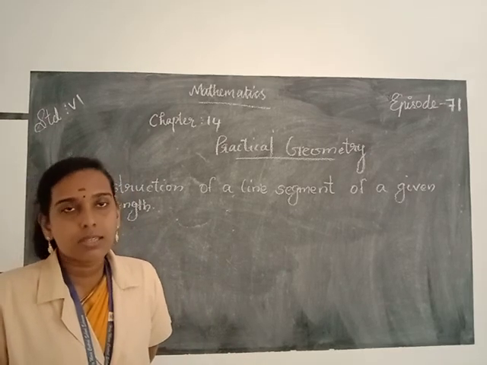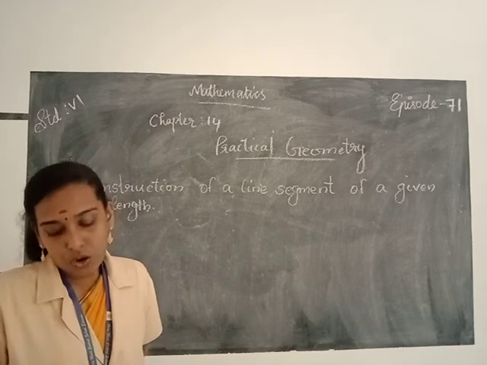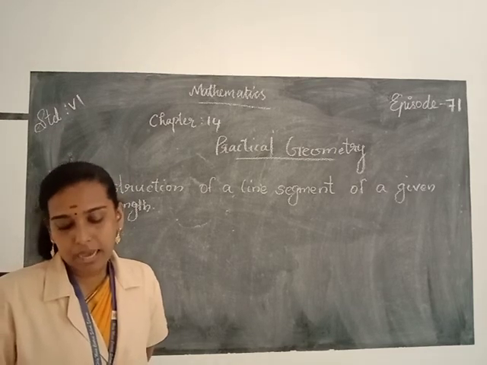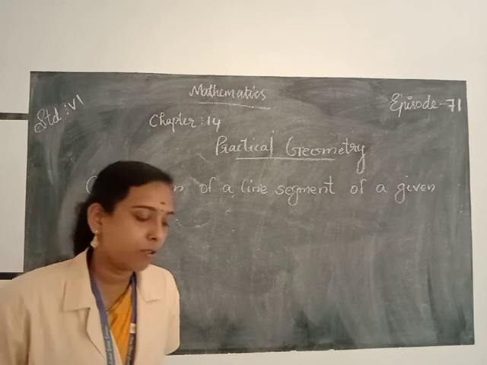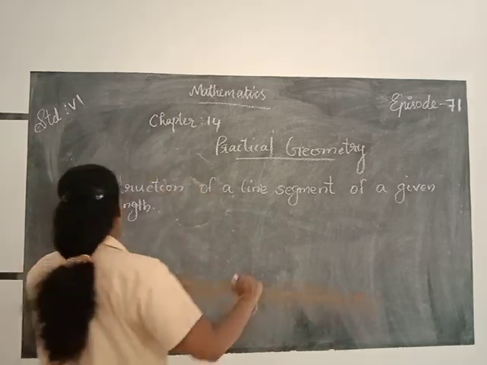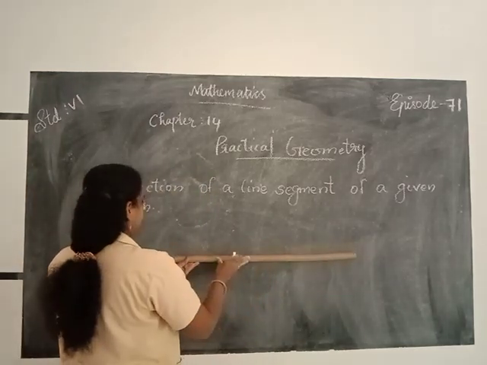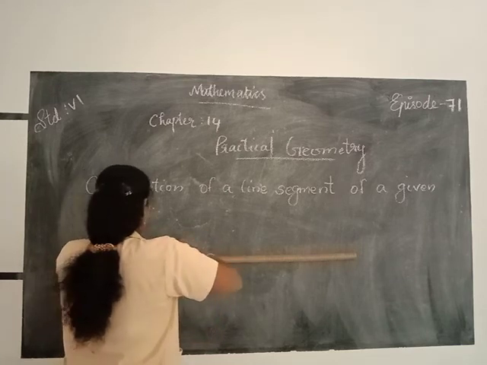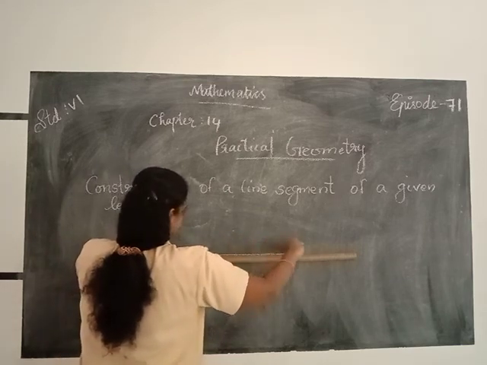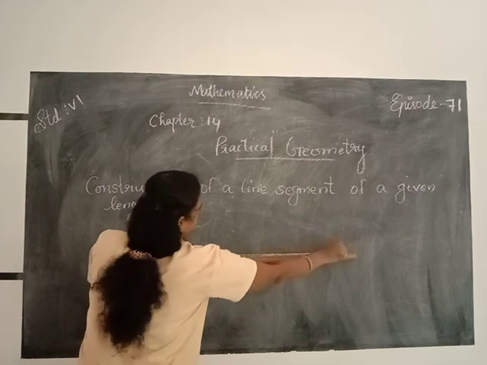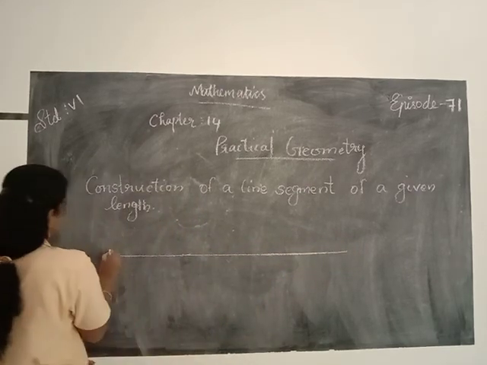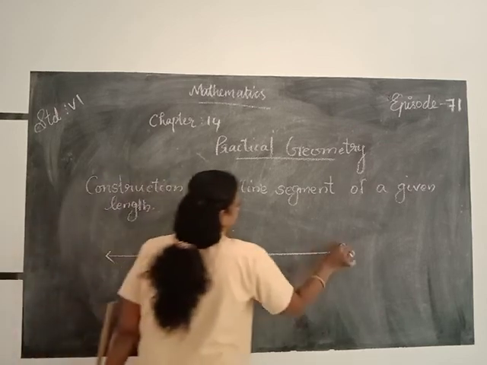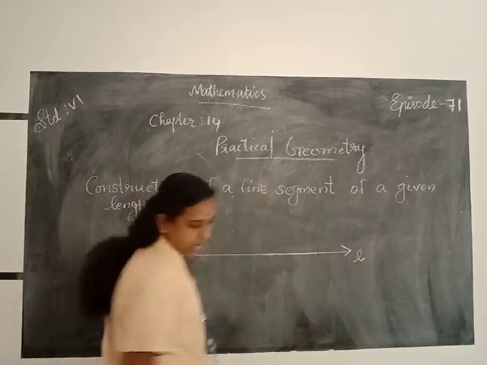For that, the first step is to draw a line L and mark a point A on the line L. So first, you draw a line L. Here is the line L.